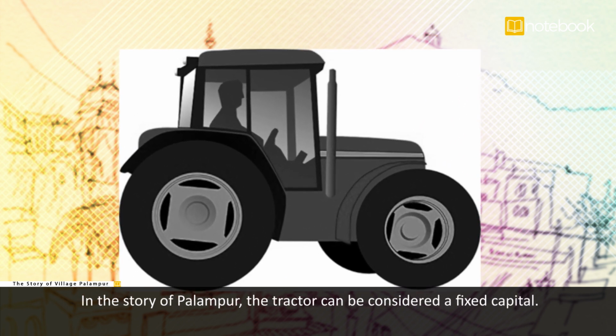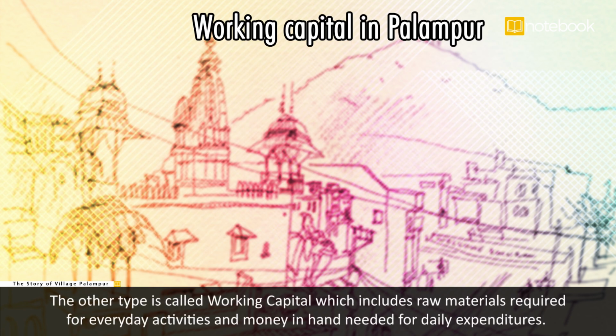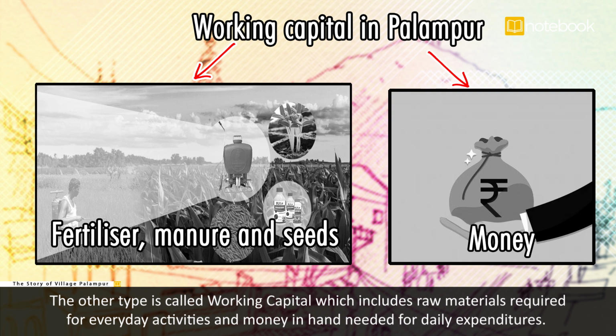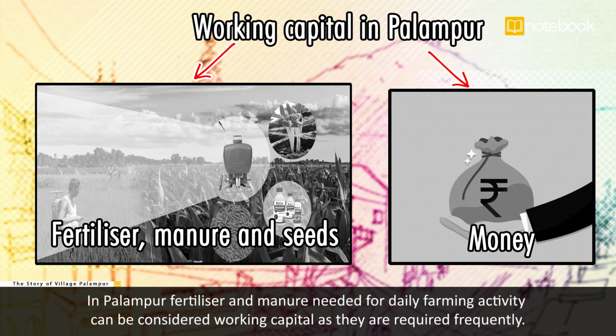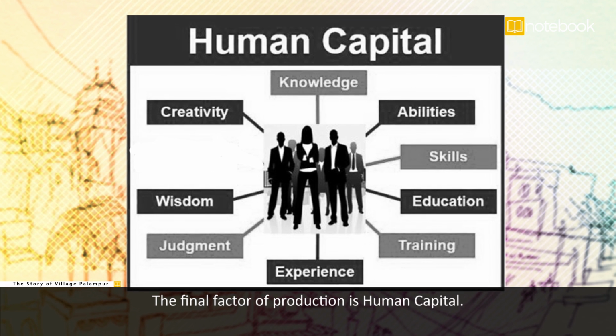In the story of Palampur, the tractor can be considered a fixed capital. The other type is called working capital, which includes raw materials required for everyday activities and money in hand needed for daily expenditures. In Palampur, fertilizer and manure needed for daily farming activity can be considered working capital as they are required frequently. The final factor of production is human capital.